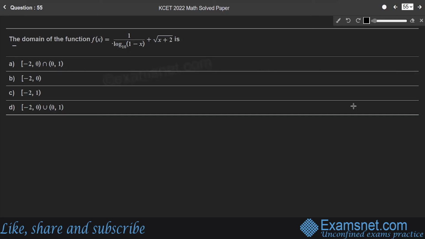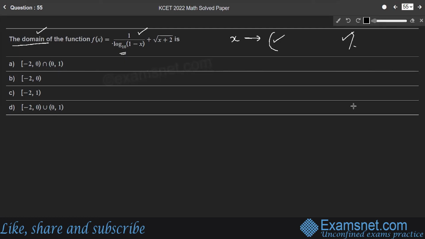Question 55. The domain of the function f of x is equal to 1 by log of 1 minus x to the base 10 plus root of x plus 2. Here the domain of the function means the value of x should be in a certain range. That means from some value to some value, right? That is called domain. For that, let us consider the first term, 1 by log of 1 minus x to the base 10.